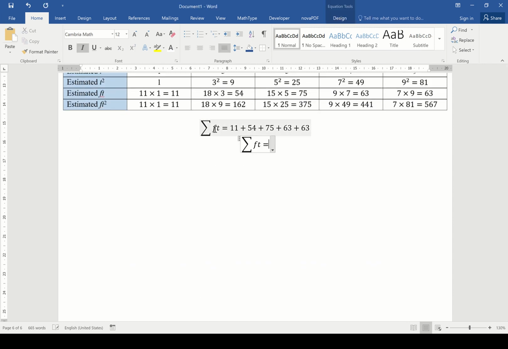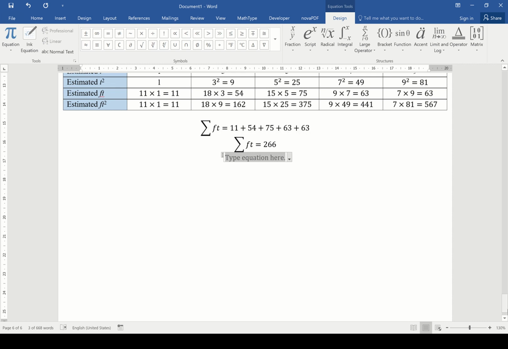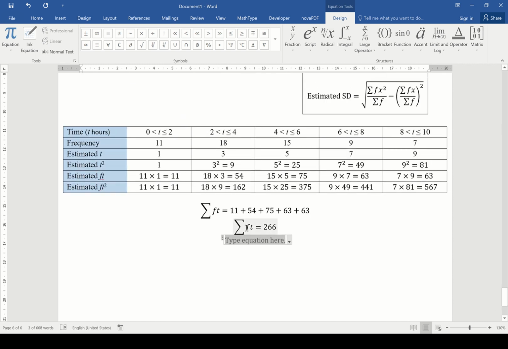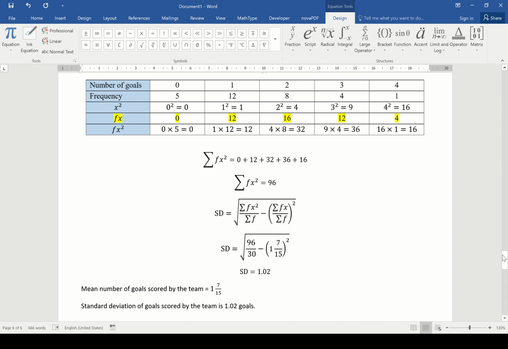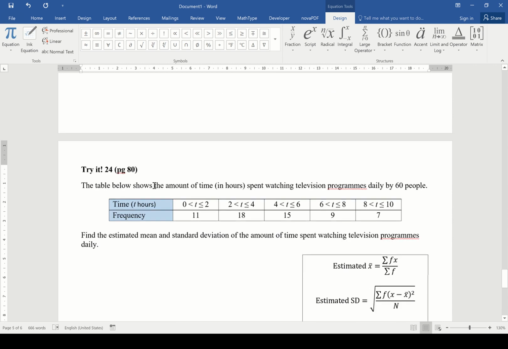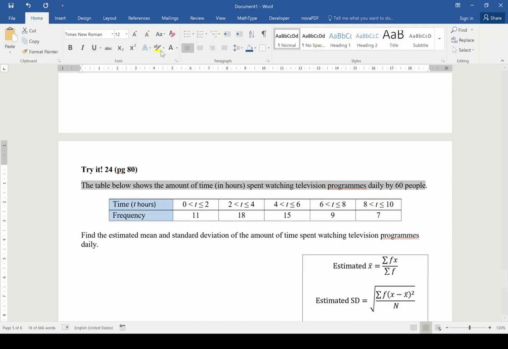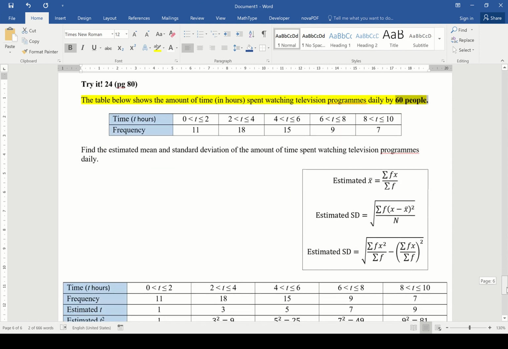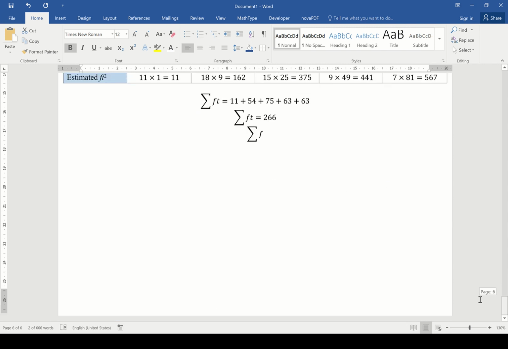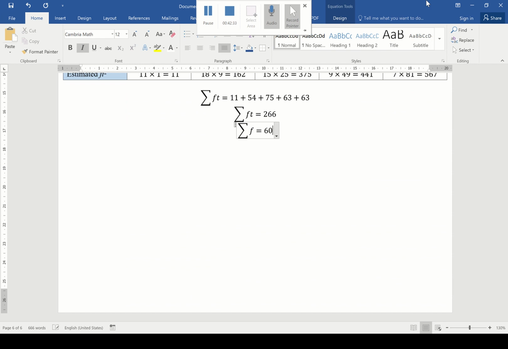So I will have this equals to 266. And then we will also have summation of f. Do note that sometimes, if we go back to the question itself, you have always this starting line, and you realize, especially this part here, this actually gives you the summation of f. So you don't have to waste time calculating the frequency itself, 11 plus 18 plus 5, 15 plus 9 plus 7. We can just straight away put summation of f equals to 60 people.